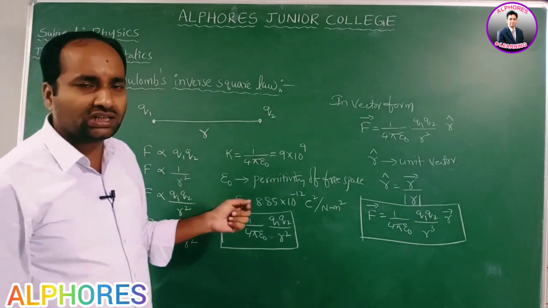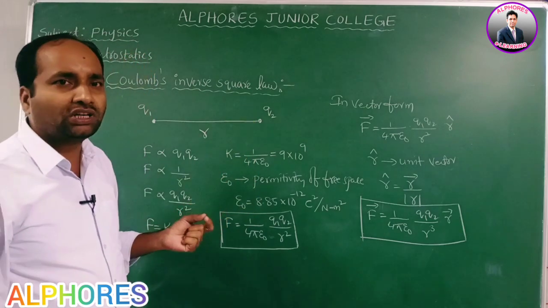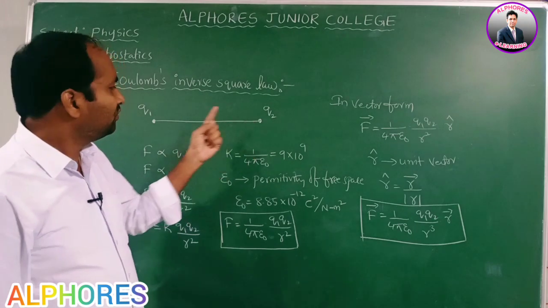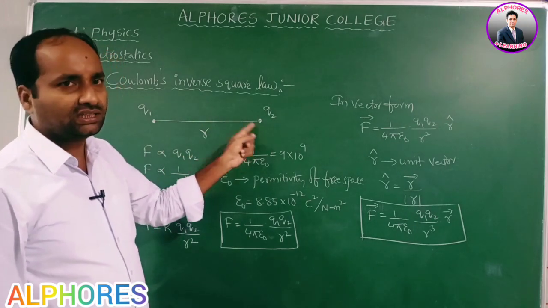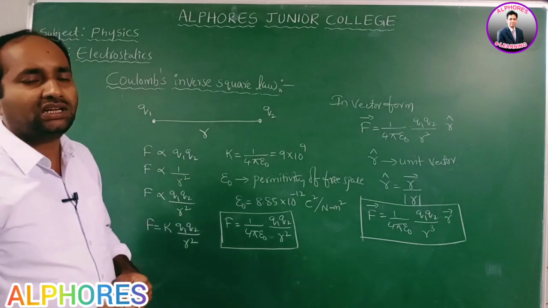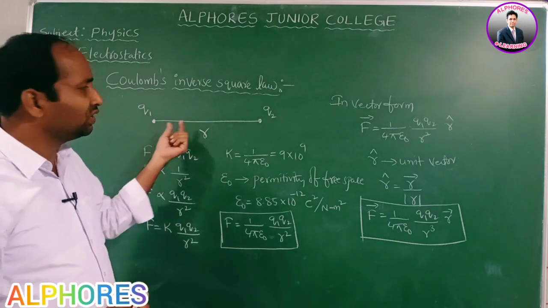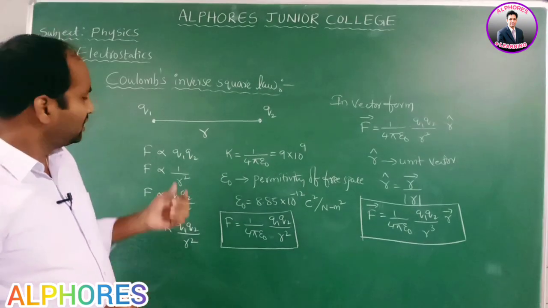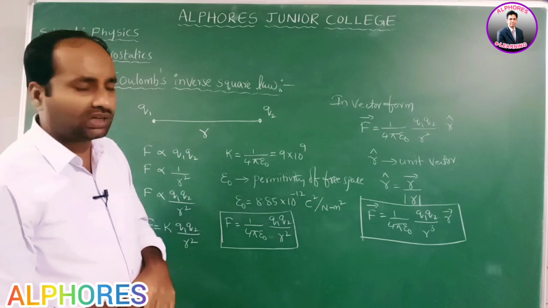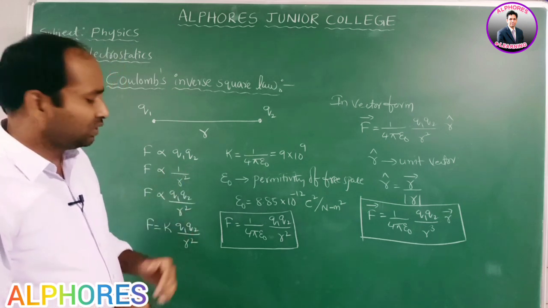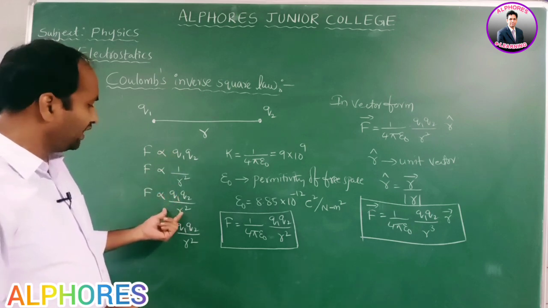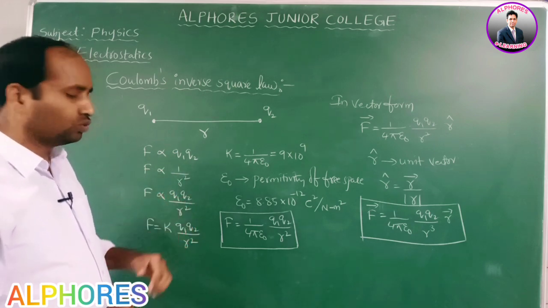What are point charges? If the size of the charged particle is negligible as compared to the distance between them, we may treat them as point charges. According to Coulomb's inverse square law, the force of attraction or repulsion between the 2 point charges is directly proportional to the product of the magnitude of the two charges, and inversely proportional to the square of the distance between them. By combining these two, we get F proportional to Q1 Q2 by R square.